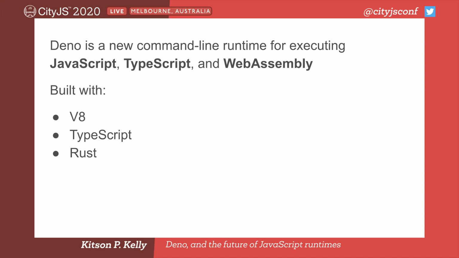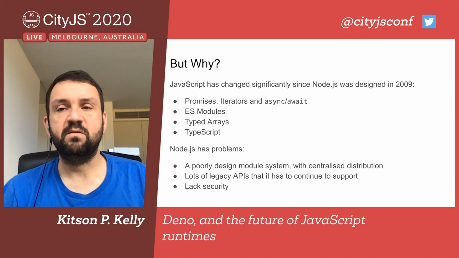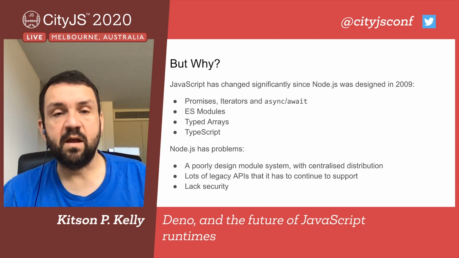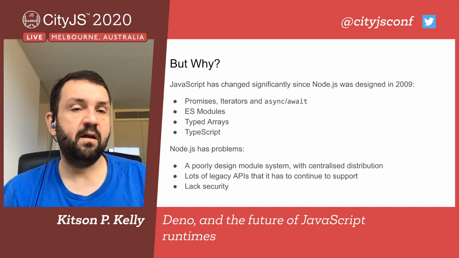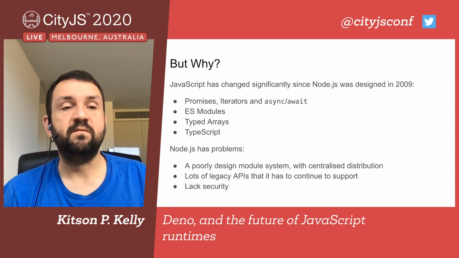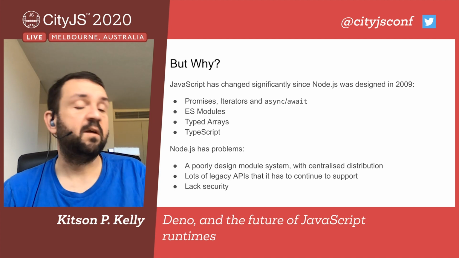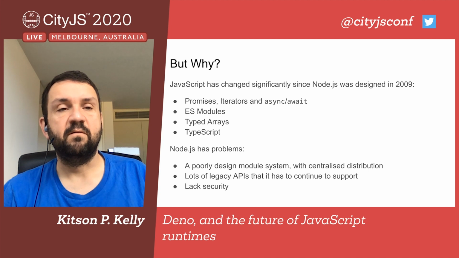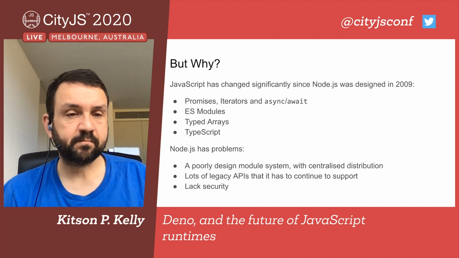Deno is a new command line runtime for executing JavaScript, TypeScript, and WebAssembly. It's built with V8, TypeScript, and Rust. But why would we want to do this? JavaScript has changed quite a lot since Node.js was designed in 2009. We have promises, iterators, async, await, quite a lot of other syntax as well, and also the rise of ES modules. We have typed arrays. And TypeScript has become an important part of the larger JavaScript ecosystem.